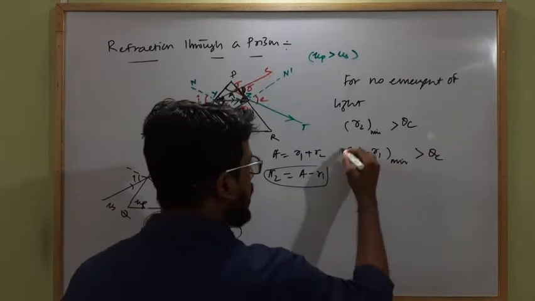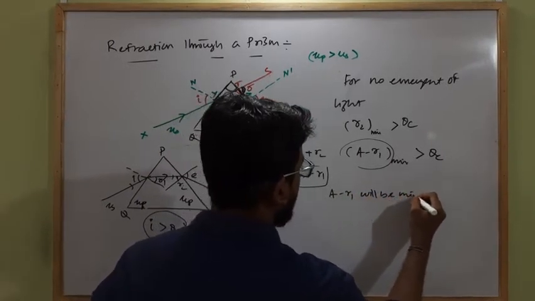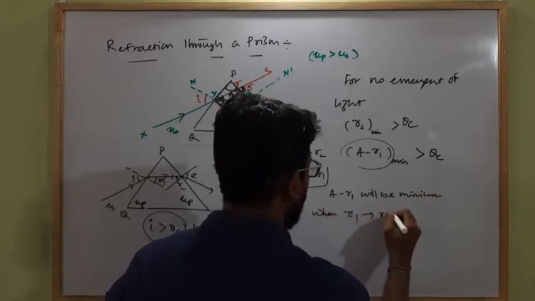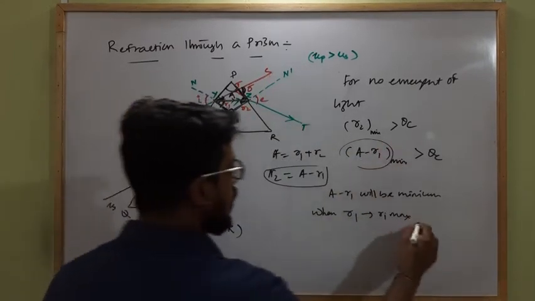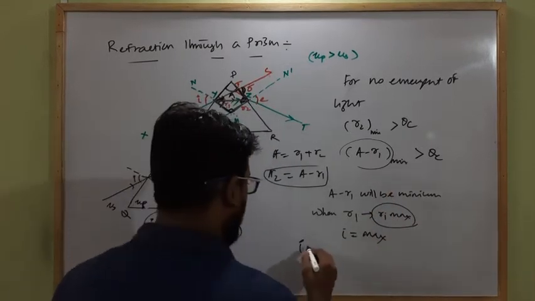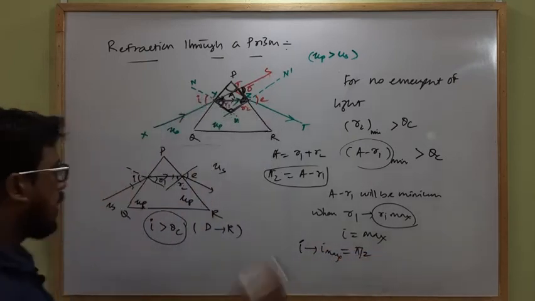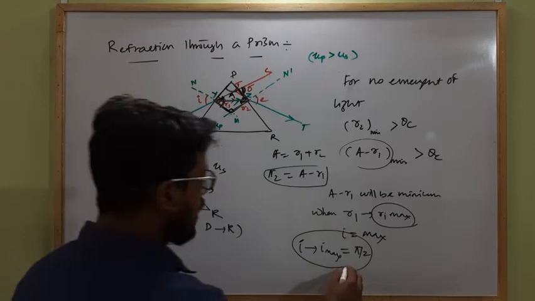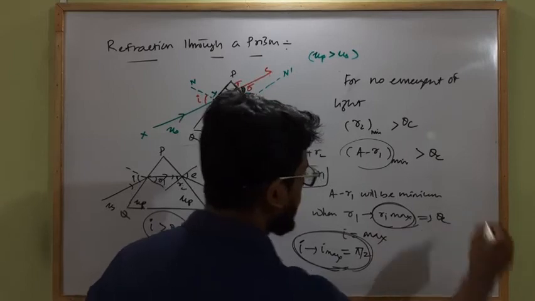So A minus R1 will be minimum when R1 tends to R1 maximum, because R1 maximum will give us the R2 minimum. So when R1 will be maximum? When I is maximum. Clear? So what is the value of I? I tends to I max equal to how much? Pi by 2. When the value of angle of incidence is pi by 2, it will be maximum. So when the angle of incidence is pi by 2, what is the value of R1? R1 is equal to theta C.